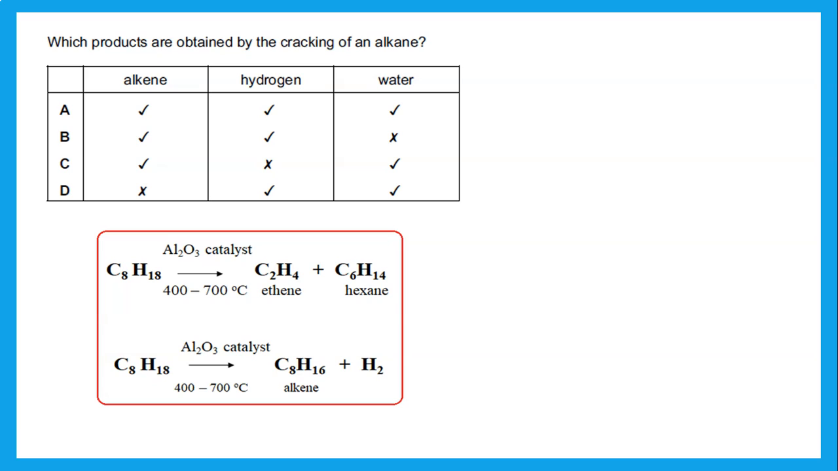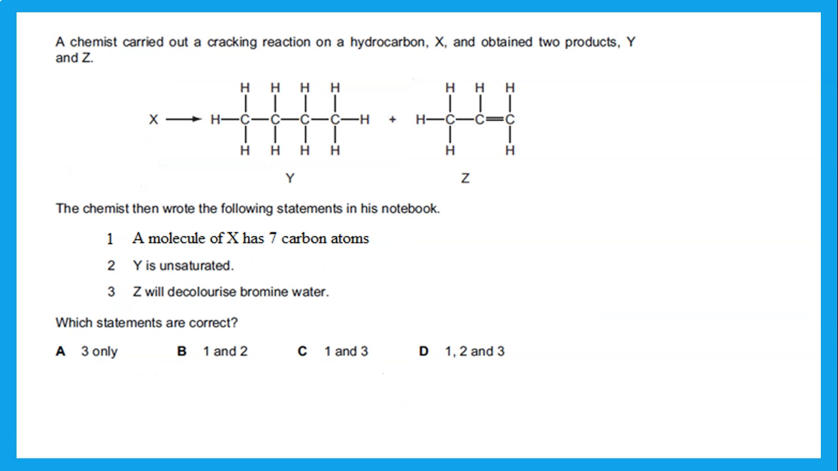You should remember that cracking, I can break the alkane up into an alkene and an alkane, or an alkene plus hydrogen. So I can get alkene and hydrogen. But does cracking produce water? No. We don't have water formed when we do cracking, so my answer here is B.